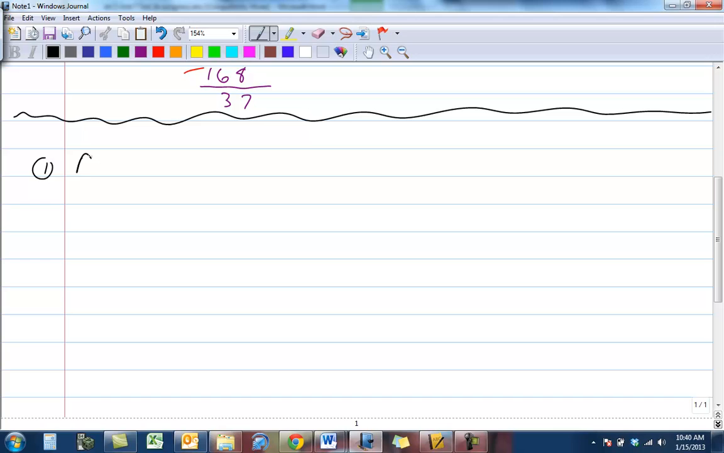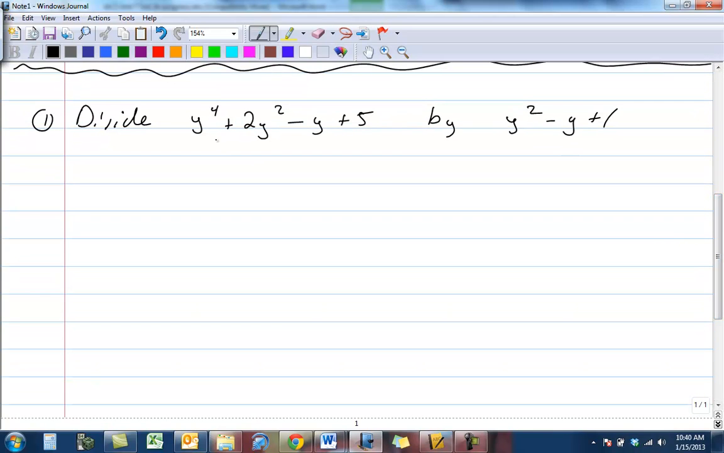Number 1, we're going to divide y to the 4th plus 2y squared minus y plus 5. We're going to divide that by y squared minus y plus 1. Okay, so we're dividing this by y squared minus y plus 1. Whatever you're dividing by, that is what's outside. So I'm going to put y squared minus y plus 1 outside. And we're going to divide.